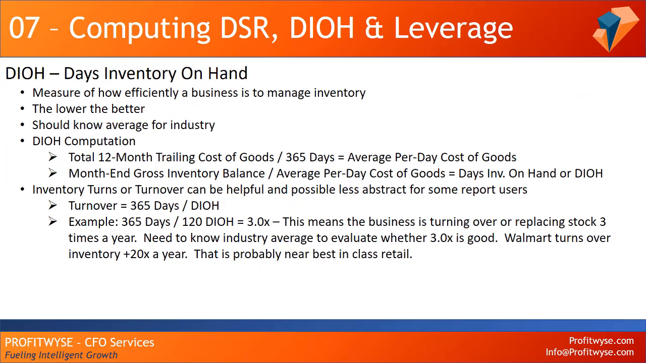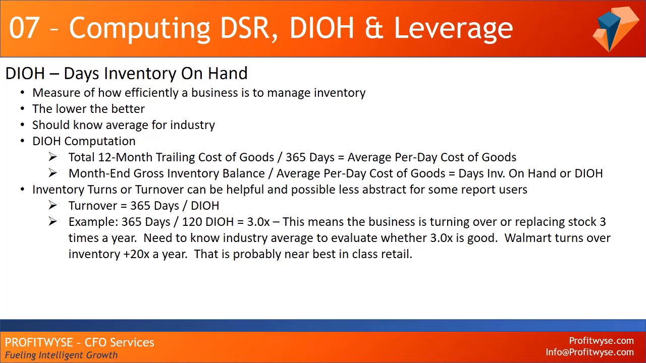So now we're on the days of inventory on hand calculation, and again, this is an efficiency metric on how well a business is managing their inventory. Just like with DSR, the lower the number, the better. Again, you should know what your industry average is for days of inventory on hand, because you do not want to be maintaining significantly more inventory than you have to, but there's a lot of complexity into how much inventory you have to maintain. That is a discussion for another day.